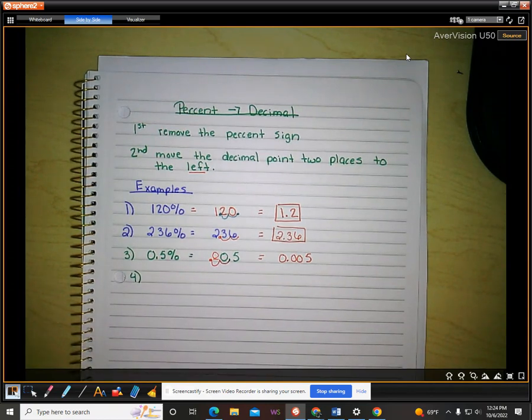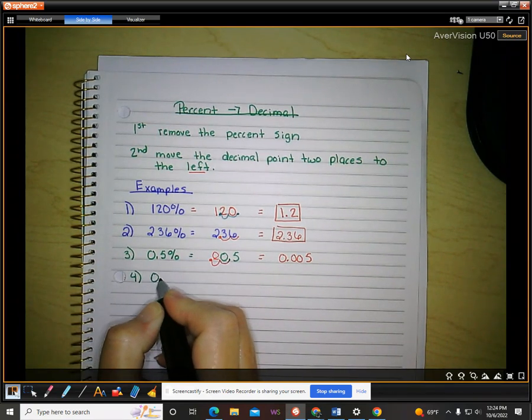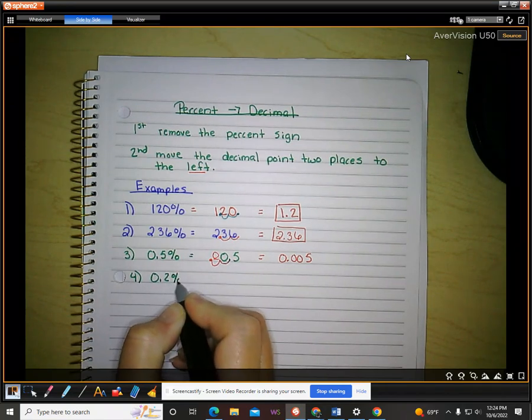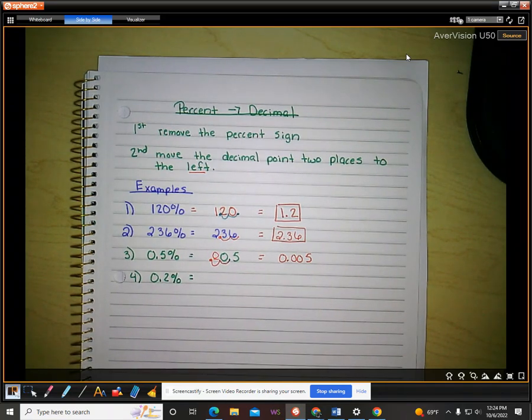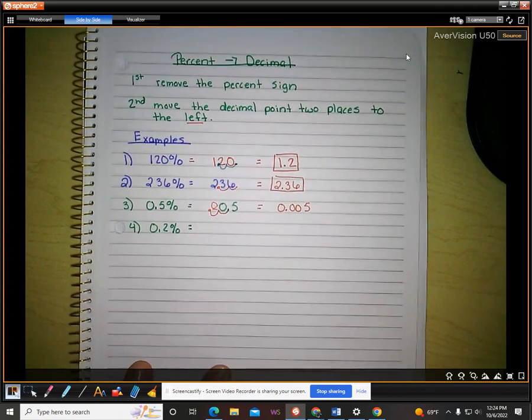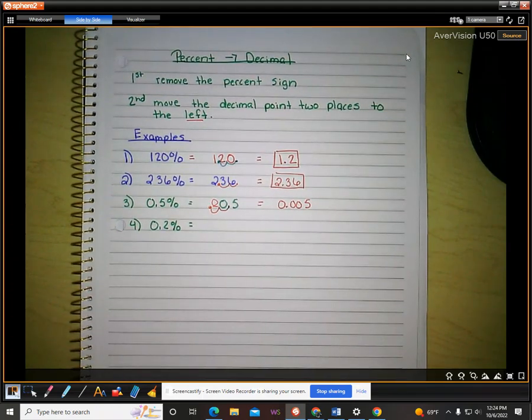All right. If we have, let's say, 0.2%, go through the steps, change that to a decimal, and then we'll talk about it together.